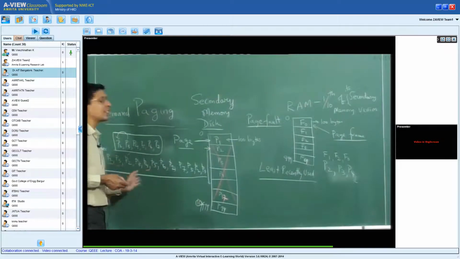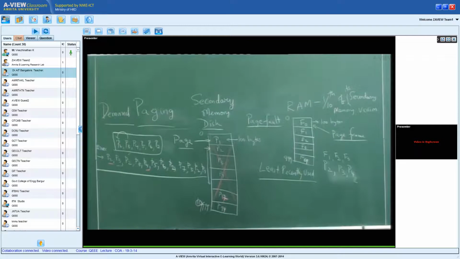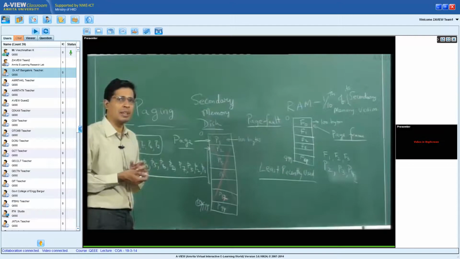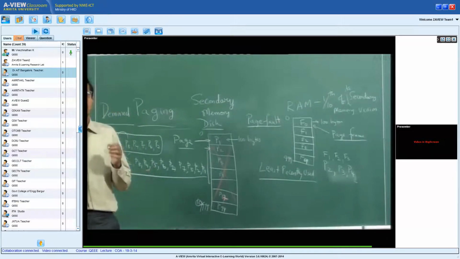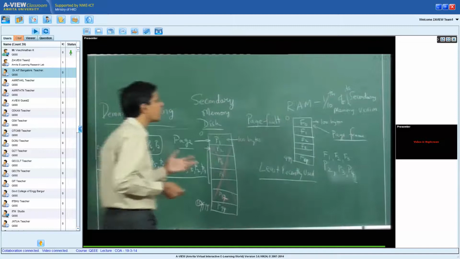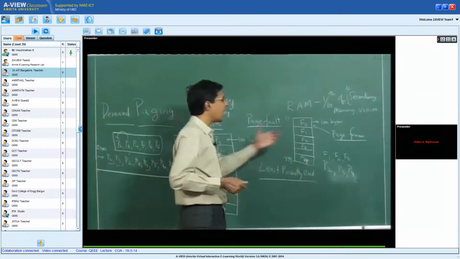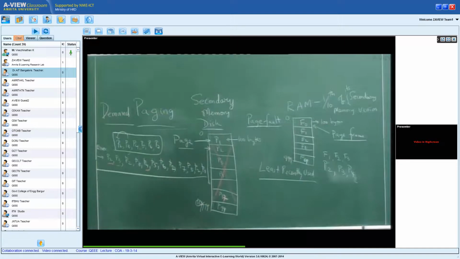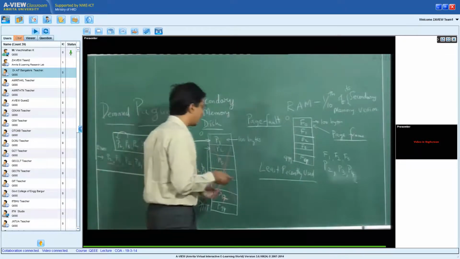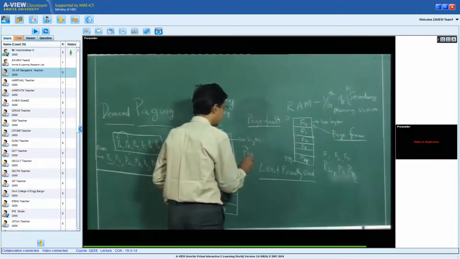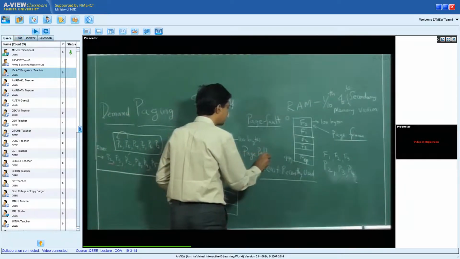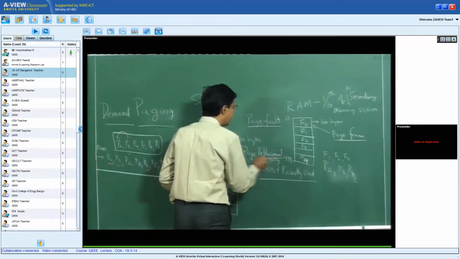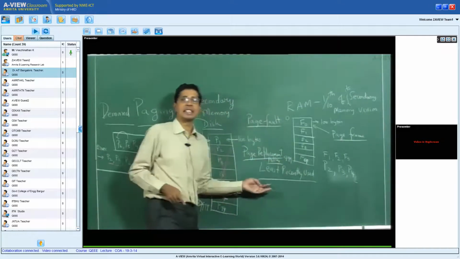In the previous case, when there is a page fault, the page was loaded into the available frame. Now that no empty frame is available, 2 actions have to be taken. Action 1 is I have to free one of those frames and then load the requested frame. Which frame will I free? That is dictated by what you call the page replacement policy. And one prominent such policy is the least recently used.